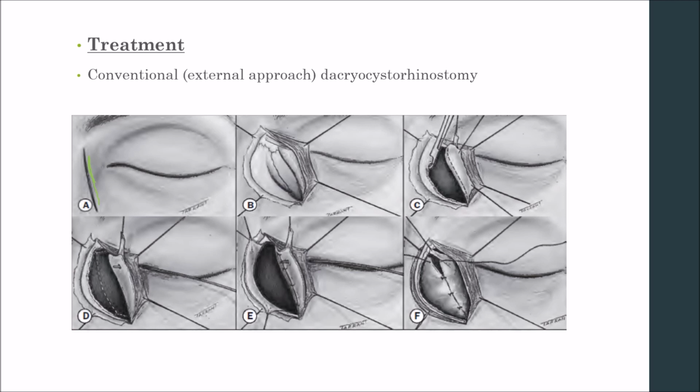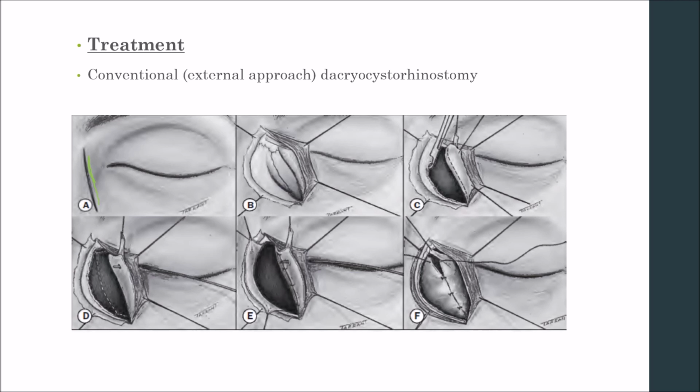The success rate is over 90%, but causes of failure include inadequate size and position of the ostium, unrecognized common canalicular obstruction, scarring, and the sump syndrome, in which the surgical opening in the lacrimal bone is too small and too high. Complications include cutaneous scarring, injury to the medial canthal structures, hemorrhage, infection, and cerebrospinal fluid rhinorrhea if the subarachnoid space is inadvertently entered.